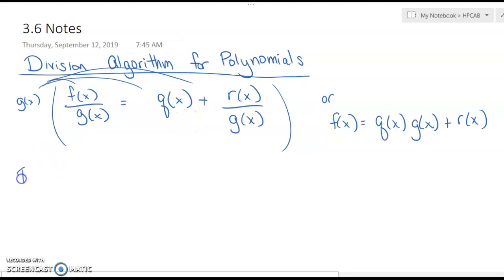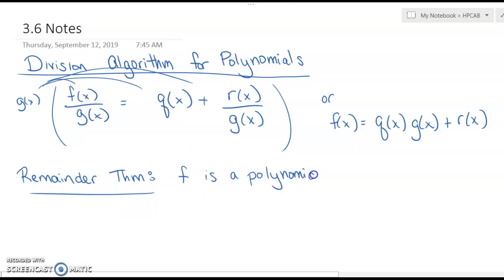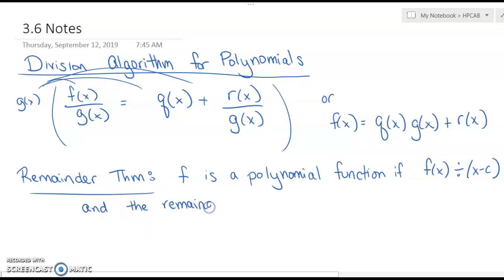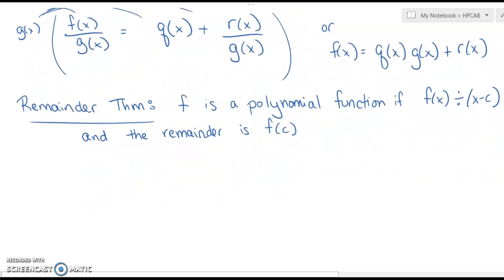What we're going to be talking about is the remainder theorem, because oftentimes when you divide two polynomials there will be a remainder. All right, so the remainder theorem says that f is a polynomial function, if f of x is divided by x minus c, the remainder is f of c. And I'll explain what all this means with examples in case you're going, what?